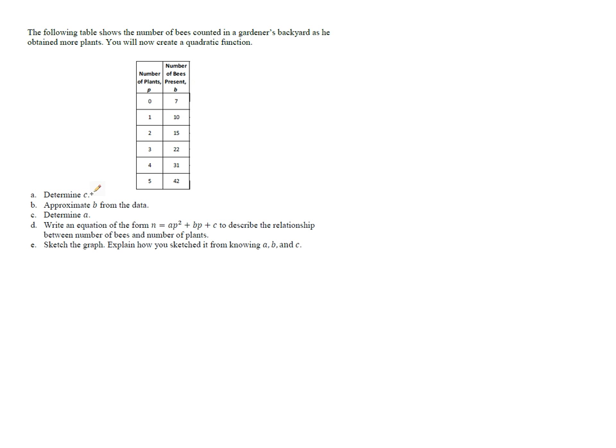First of all, c is the initial value. So when the input is 0, the output is 7. That is, when the number of plants is 0, we should have 7 bees present. So that means that the number of bees present is equal to A times the number of plants squared plus B times the number of plants plus C. Right now we know that C is 7.